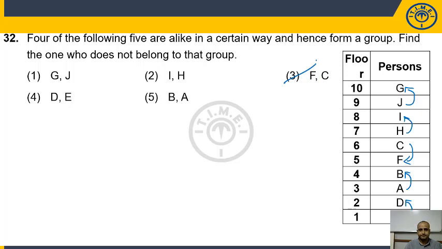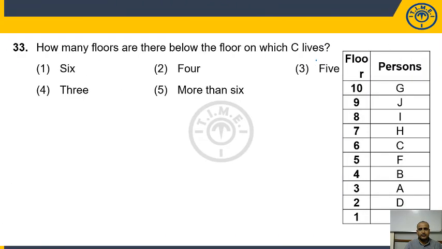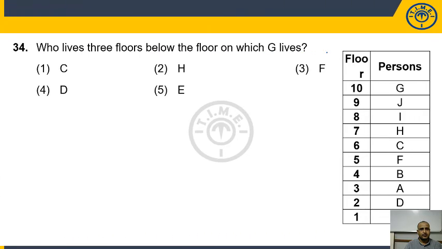Next. How many floors are there below the floor on which C lives? C lives on the 6th floor, so below C there are 5 floors. Choice 3. Who lives 3 floors below the floor on which G lives? 3 floors below means there should be a 2 floor gap. G is here, 2 floors gap, 1, 2. So who is there? H. So choice 2.